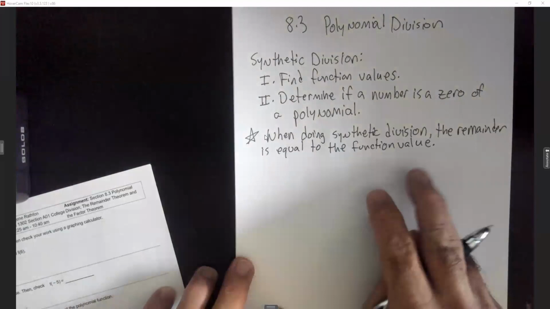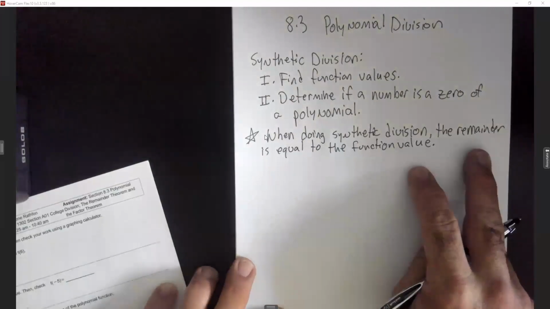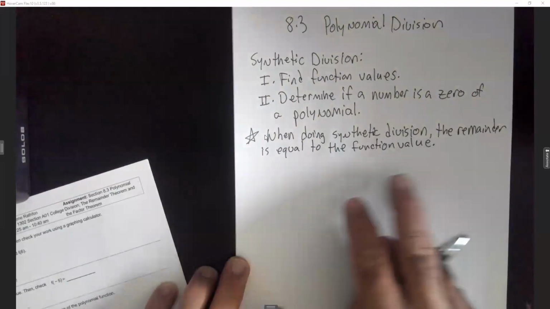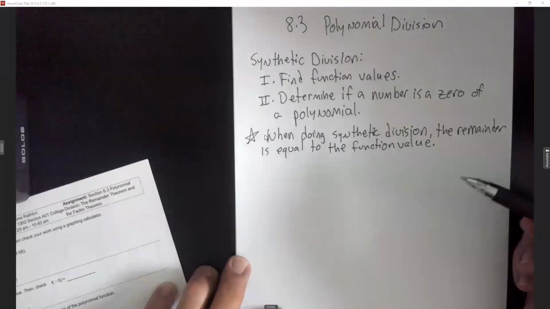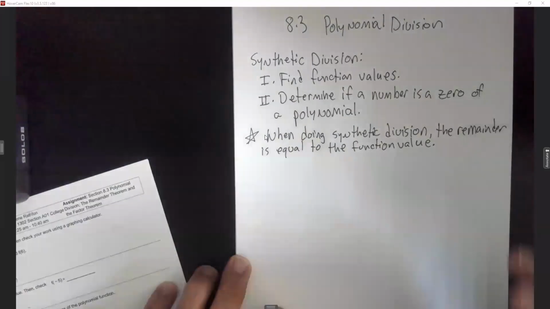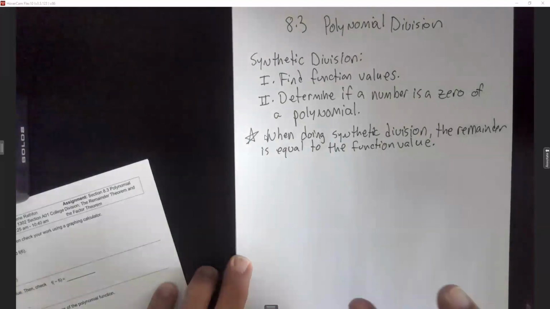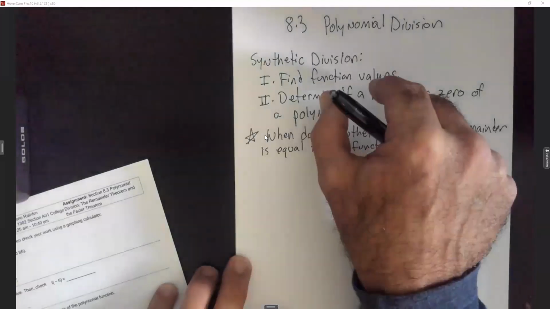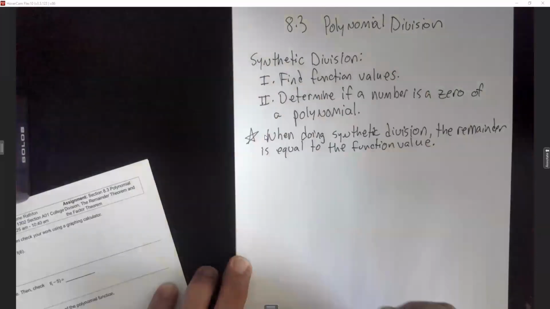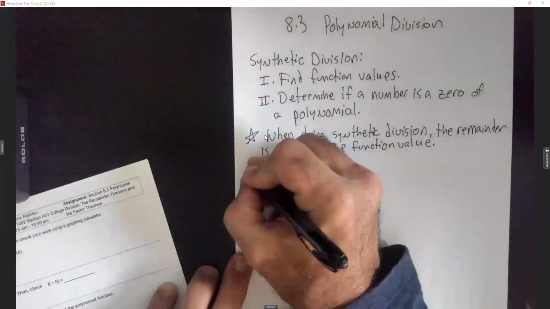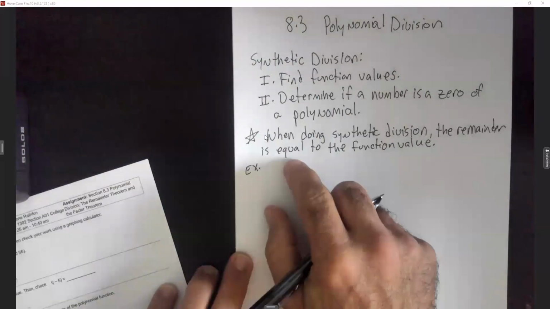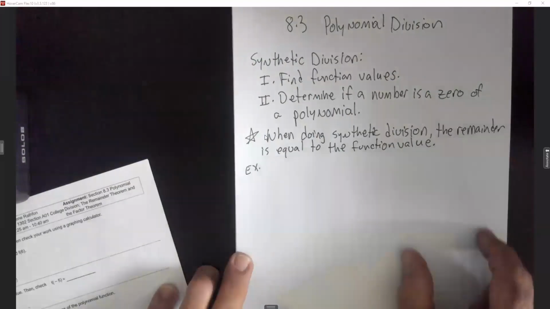All right, so this is what we sort of call the remainder theorem, and it tells us that when we do synthetic division, the remainder we get is going to equal the function value that you would get had you put that number into the function. So I'm going to give us an example, and then I'm going to write out the steps as we go through this.